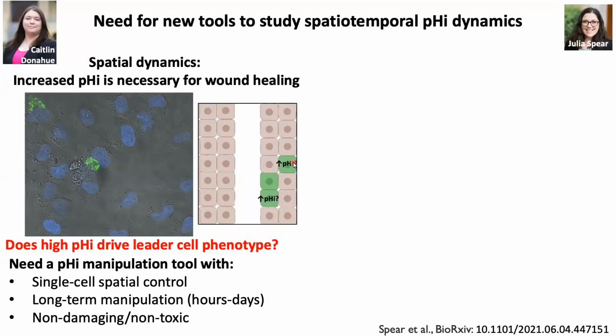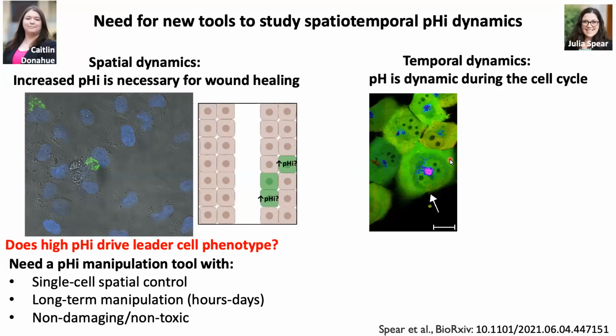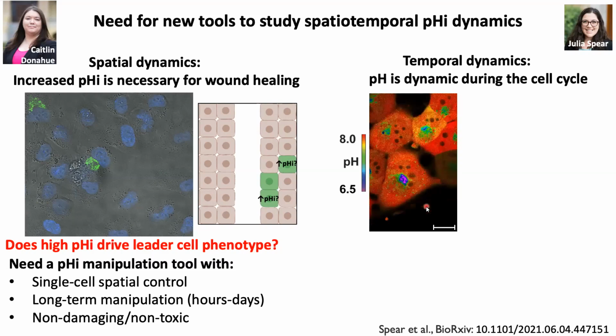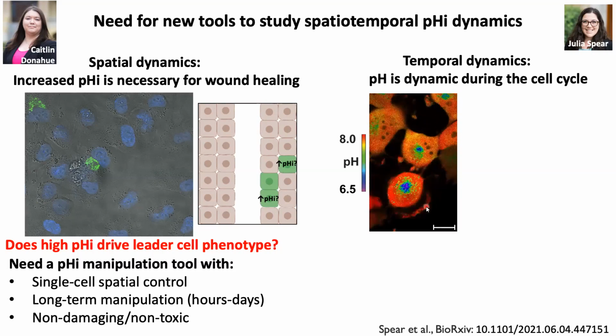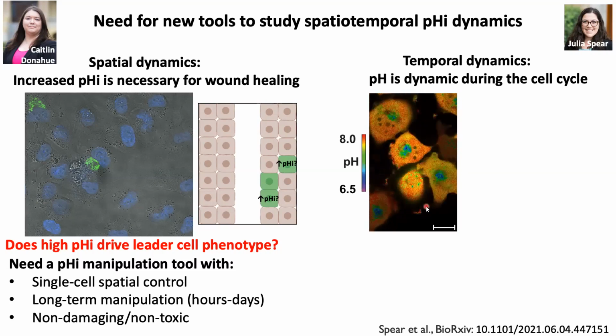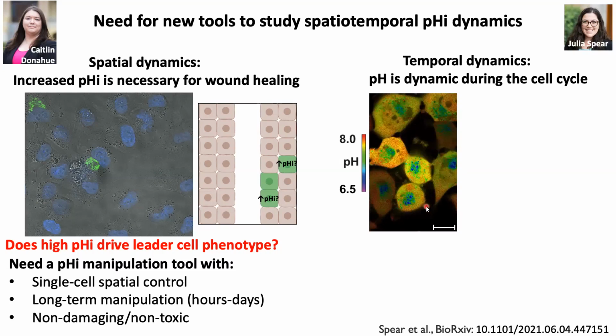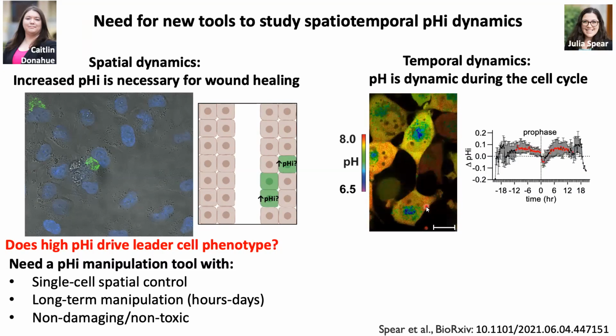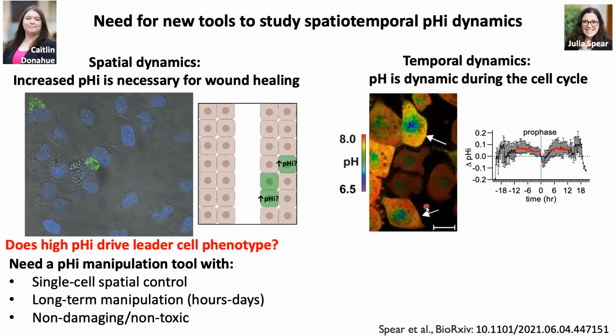We also study temporal pHi dynamics in processes like cell cycle progression. This is data collected by Julia Spear, a graduate student in my lab who had a talk here earlier at ASCB. Julia's imaging pH dynamics during cell cycle progression using a pH biosensor, and she can back calculate the absolute pHi during this process of cell division. And you can see cells undergo prophase, cytokinesis, and the resulting daughter cells. pH is dynamic during this process and oscillates temporally during cell cycle progression.